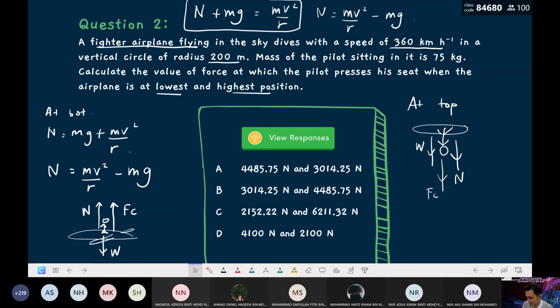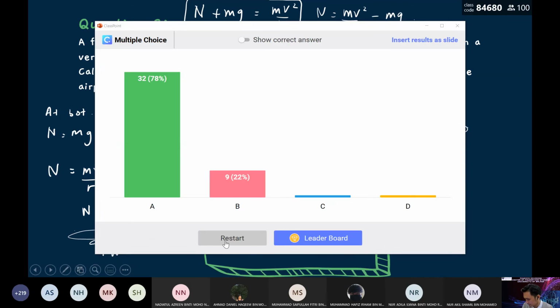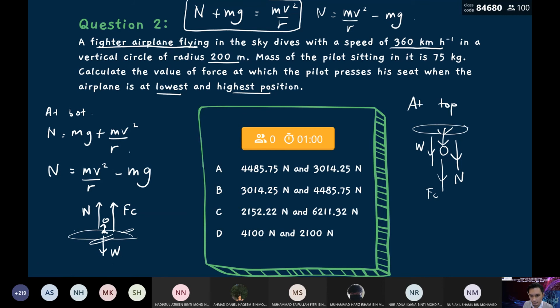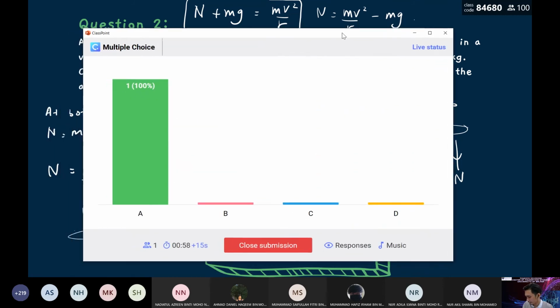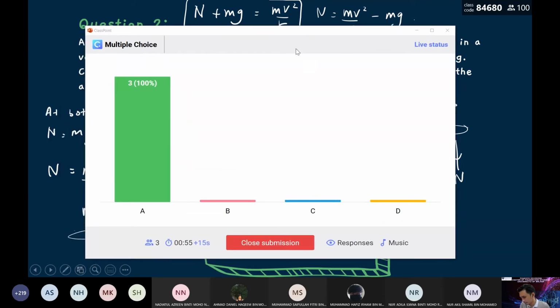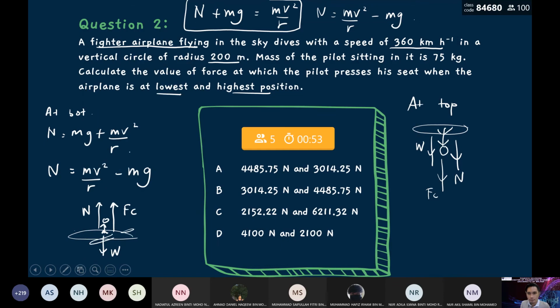Okay, you guys try first. I will restart this. Okay, cuba kira. So yang bahagian A depan ni dia nak lowest, this is lowest position, ini adalah force yang dekat highest. So jangan terbalik.